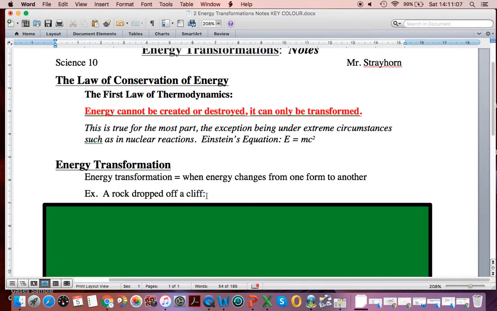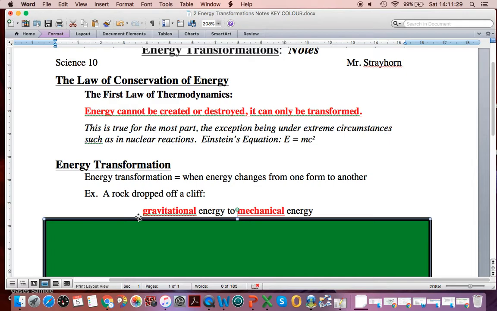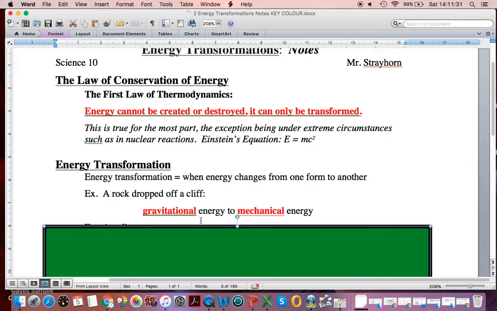So if we look at a rock being dropped off a cliff, we know, in this case, we're going from the class called potential energy to the class called kinetic. But when we're looking at transformations, we care about the forms. So if a rock is up a cliff, it has gravitational energy. As it falls, it's going to go faster and faster, and so it will have mechanical energy. So that is an example of gravitational to mechanical.